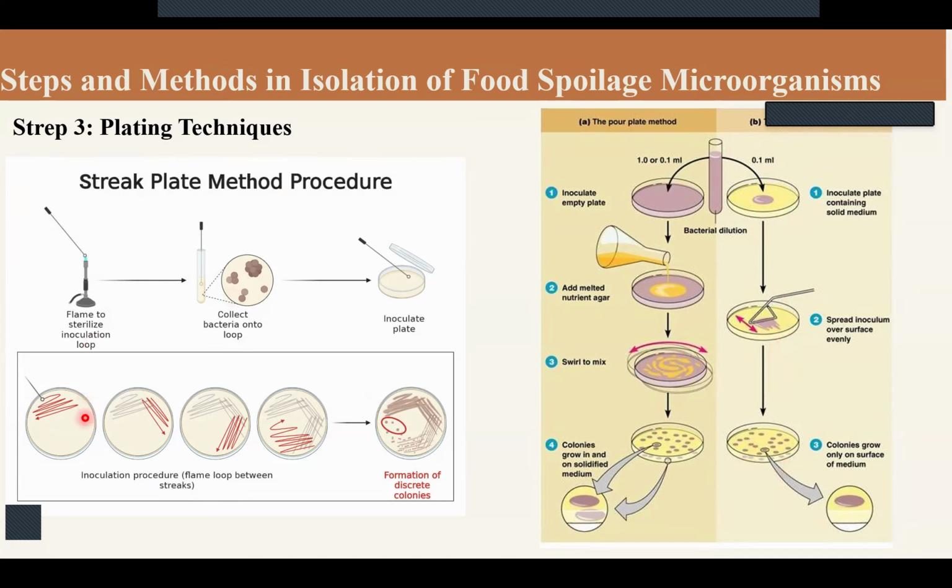In the streak plate method, we use an inoculation loop. We pick up the sample and then streak it onto the plate in the direction shown in the picture. The use of this is to observe discrete colonies. We can see individual colonies in the fourth quadrant.